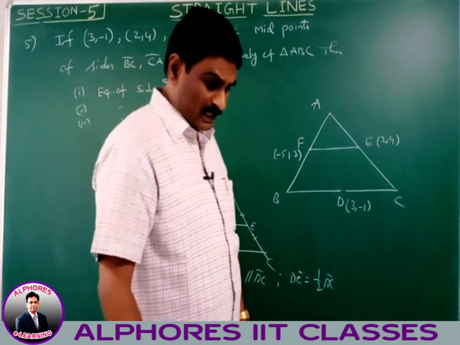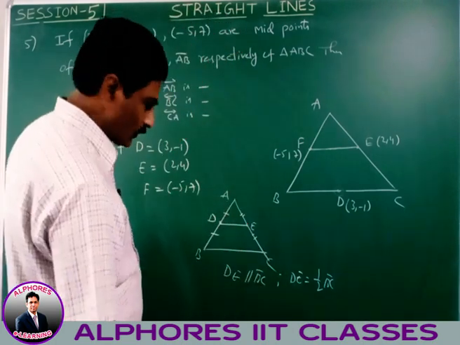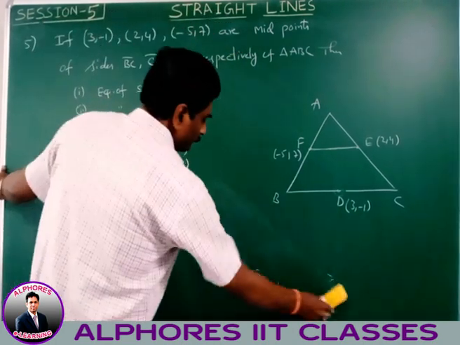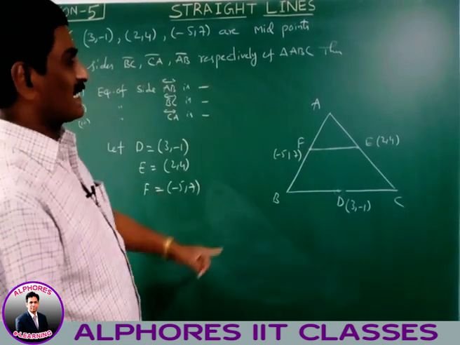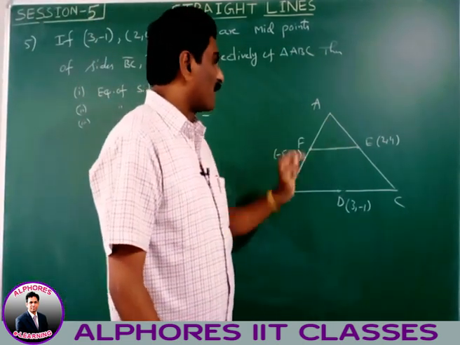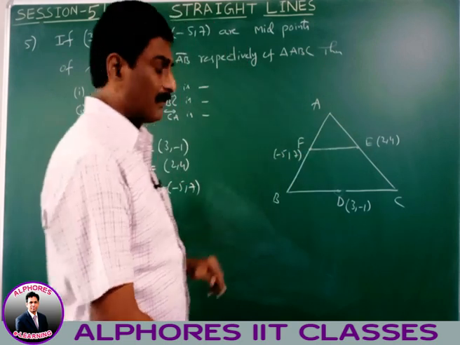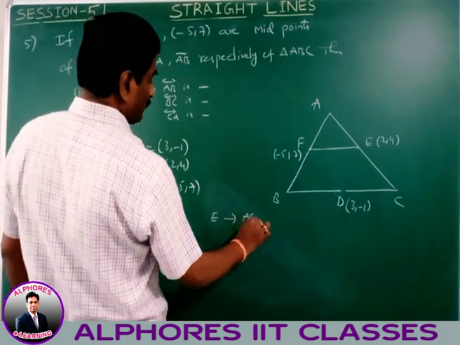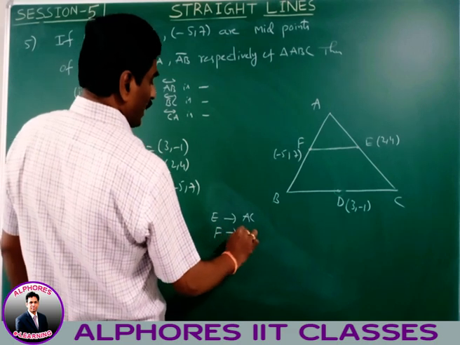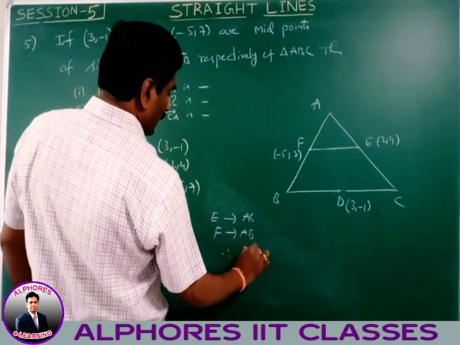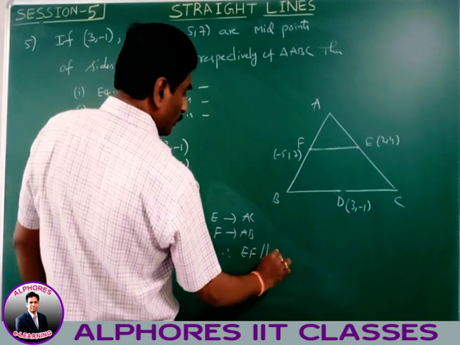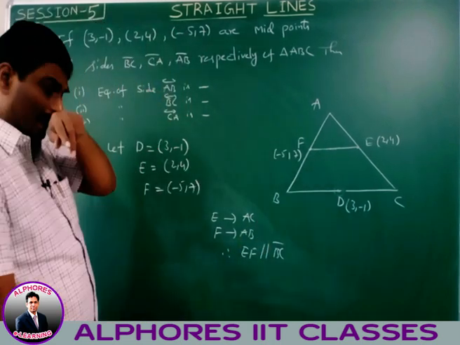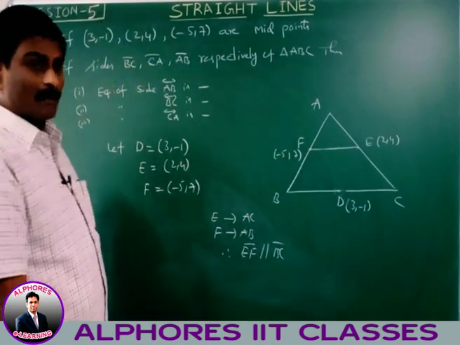Okay, please note the diagram. Since E and F are the midpoints of sides AC and AB, clearly E is the midpoint of AC and F is the midpoint of AB. Therefore, EF must be parallel to BC. Any doubt in this? EF is parallel to BC.